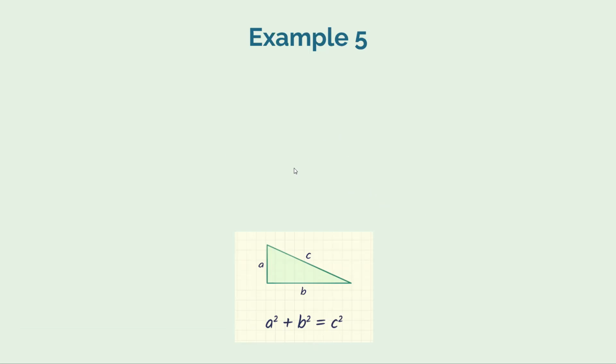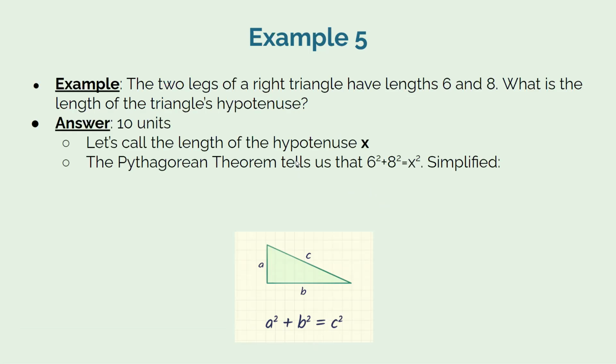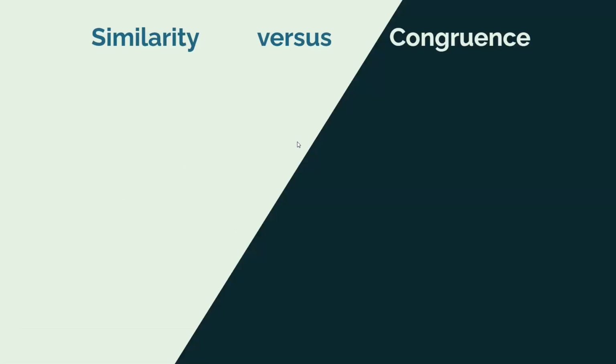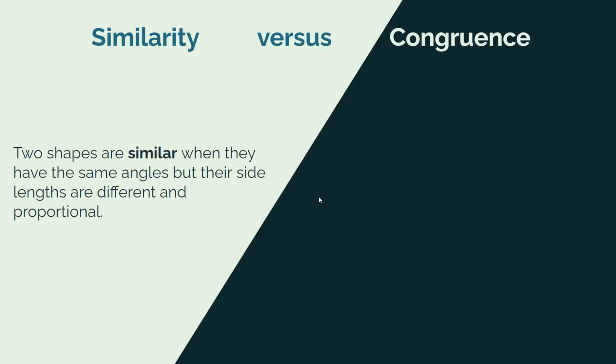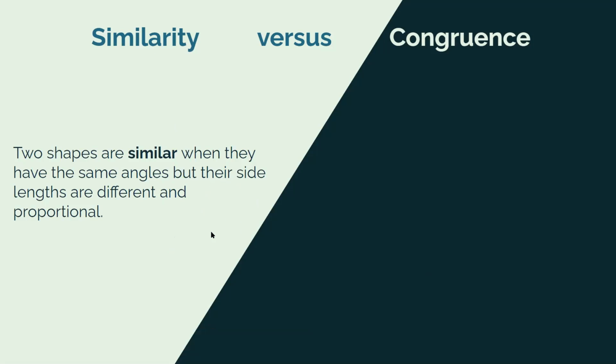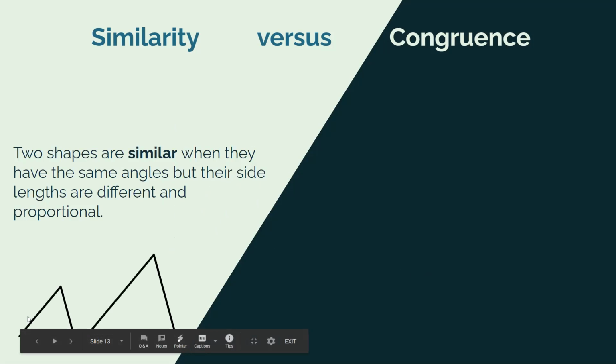Okay, so we're going to move on to another topic now. We're going to discuss similarity and congruence. When two shapes are similar, it means that they have the same angles, though their side lengths don't have to be the same. Basically, if two triangles are similar, one of them is scaled up. In this picture, the small triangle is just a smaller version of the bigger one, and the bigger one is a bigger version of the smaller one.